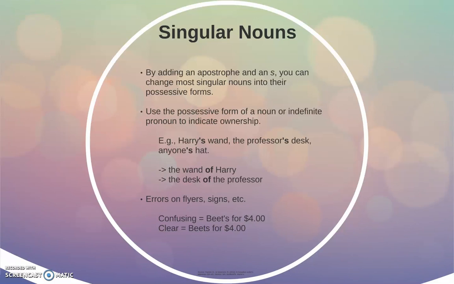Errors with the possessive form are common. You may have noticed such errors on flyers, signs, and so on. A sign stating beet's for $4 is confusing because the apostrophe is unnecessary. Does it mean that 1 beet costs $4? The sign maker should have written beets for $4 to indicate that a bunch of beets is $4. Thankfully, there are ways to fix these errors.